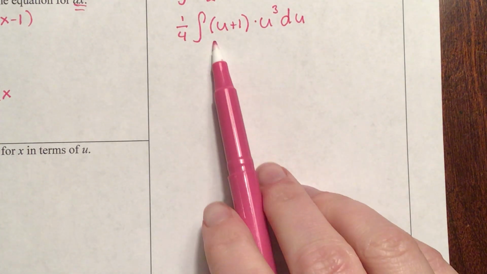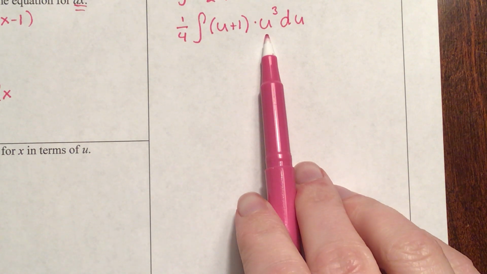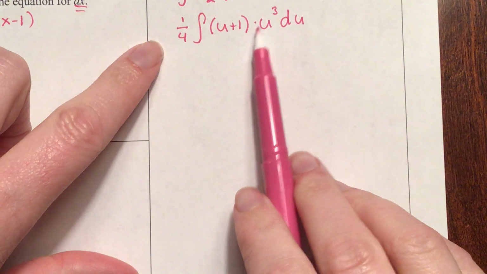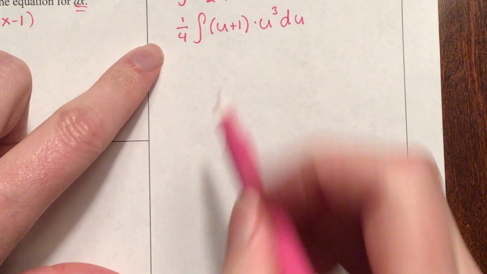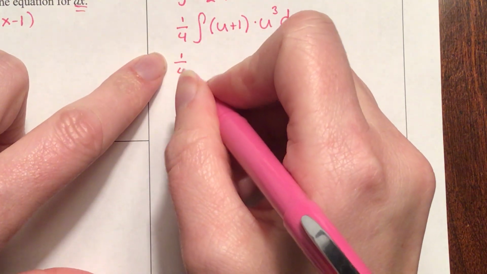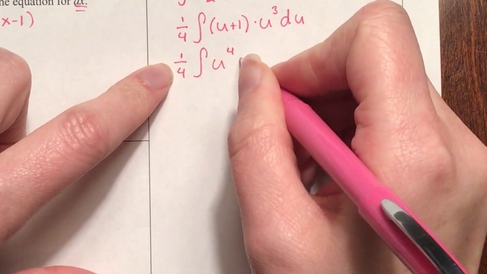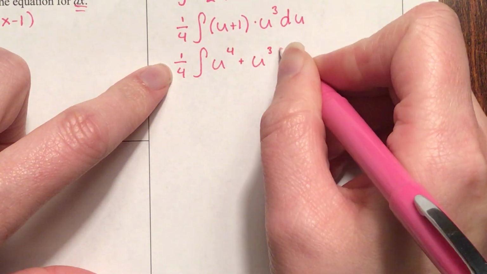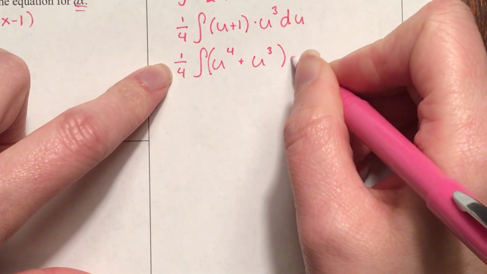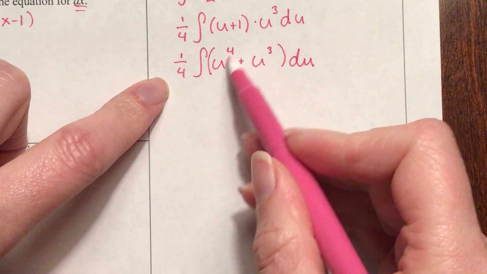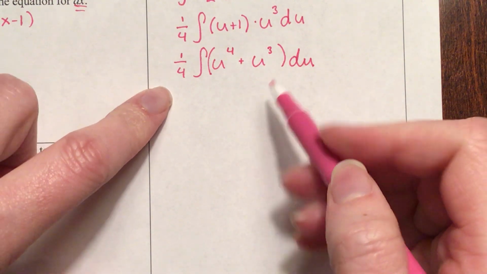Okay, this does not quite look like a polynomial yet. It looks like we should use a product rule, but there's no product rule for integrals. So let's see about distributing this u cubed. So this is 1/4 times the integral of u to the 4th plus u cubed du. Okay. Hey, look at that. Those look like happy little polynomials.